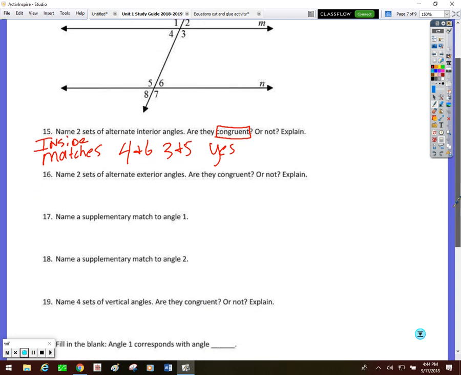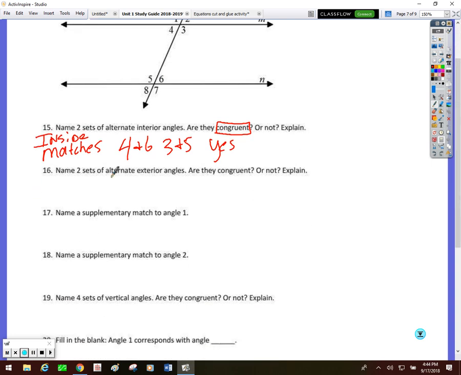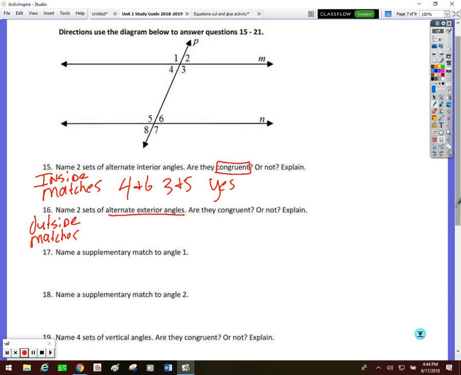All right, so angle 16. So what we're looking for is alternate exterior. So here you're looking for outside matches. All right, so what's on the outside that matches? Well, on the outside you have 1, 2, 7, and 8, or 1, 2, 8, and 7, excuse me. So what matches? Well, 1 is obtuse. The other obtuse outside is 7. So 1 and 7, and 2 and 8.